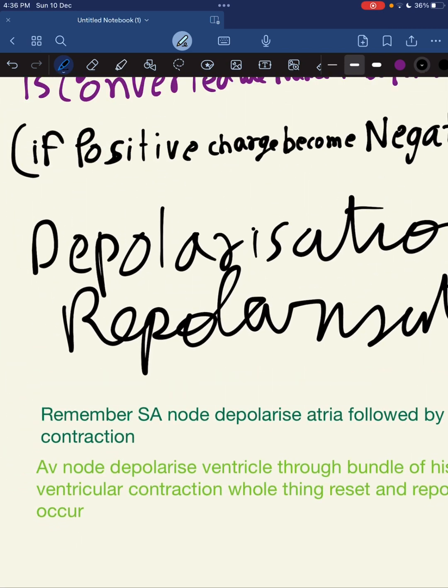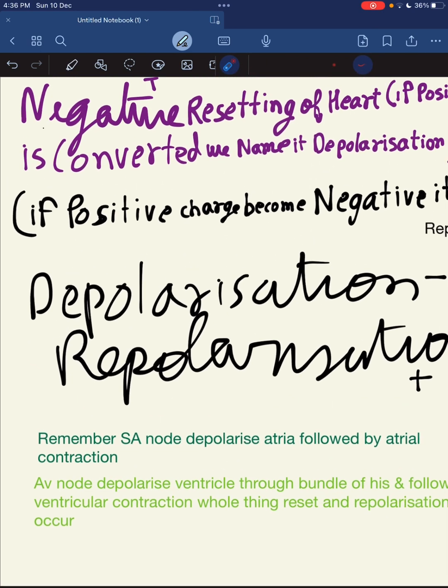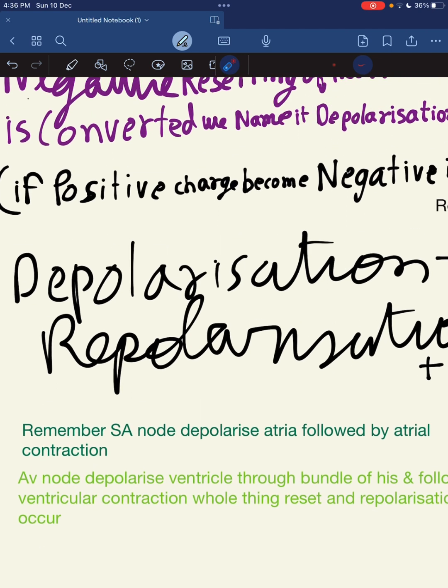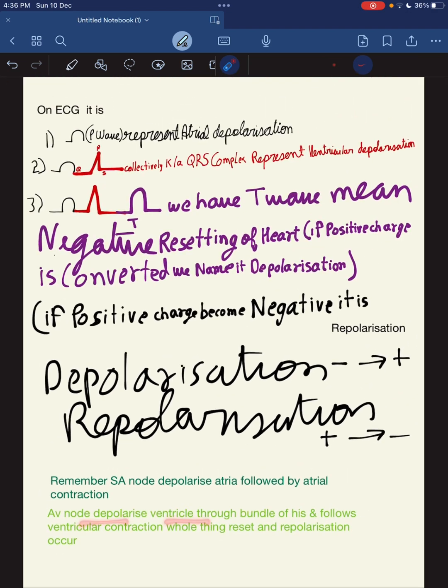So remember, the SA node depolarizes the atria followed by atrial contraction, and the AV node depolarizes the ventricles through the bundle of His followed by ventricular contraction. After ventricular and atrial contraction, the whole heart will be depolarized. So to repolarize it, we do negative resetting of the heart. I hope this topic is clear, the conduction of the heart is clear.